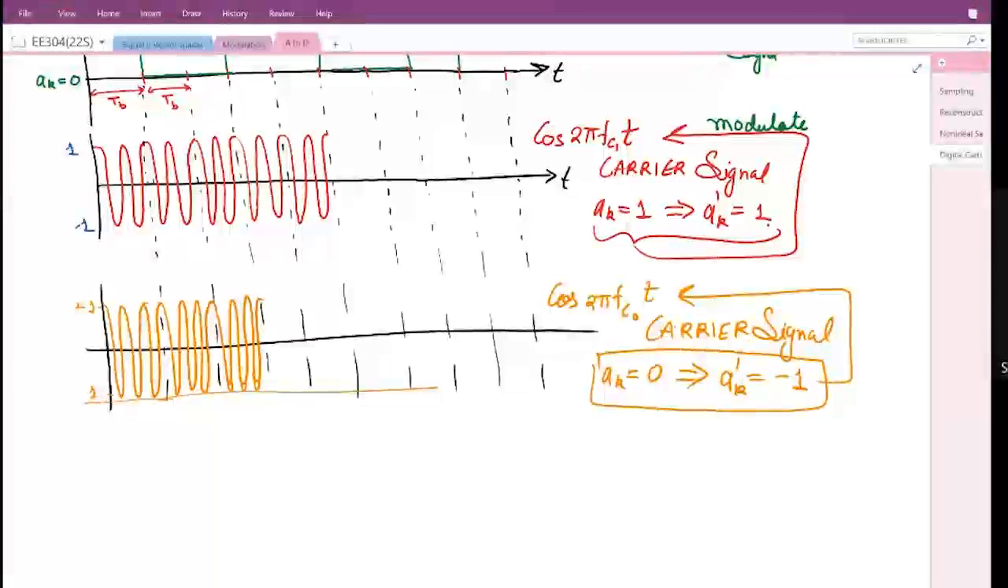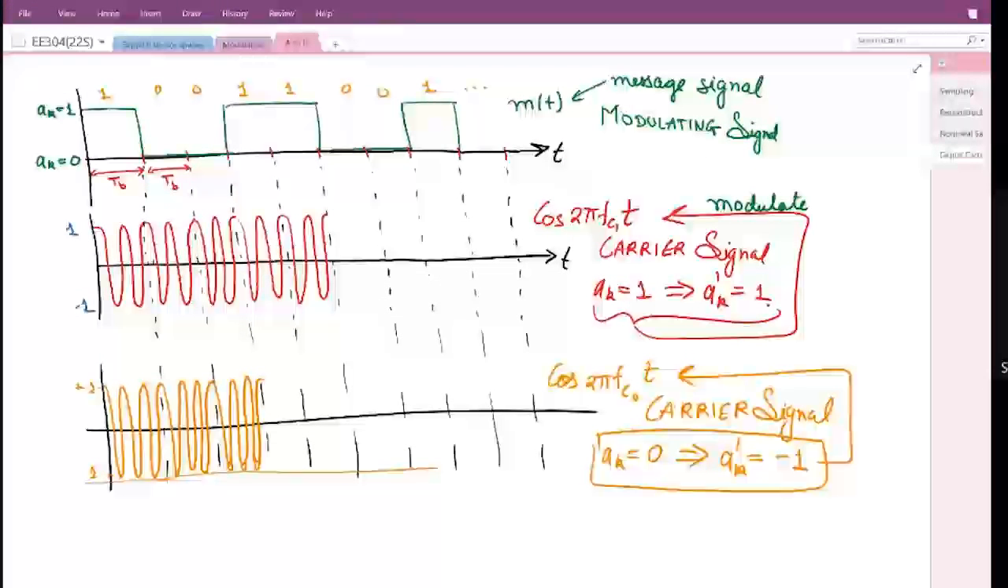We can take two cycles when AK equals 1, and three cycles when AK equals 0. This is just an example. Two cycles or three cycles, just for the ease of what we can quantify by our eyes. I'm saying in the same modulated signal, we can represent the two frequencies in a single signal, right? So one can say it like this.